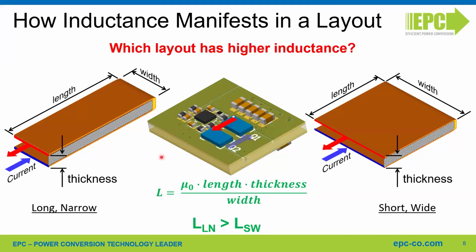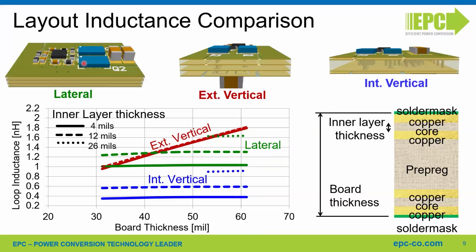So applying this to the previous layouts, we can compare an example. The lateral layout has a pretty large thickness. So the area of the loop is pretty large, and it should have the worst case inductance, but this is mitigated by the ground plane on the first inner layer, which is creating an opposite current, canceling some of the flux and reducing the inductance.